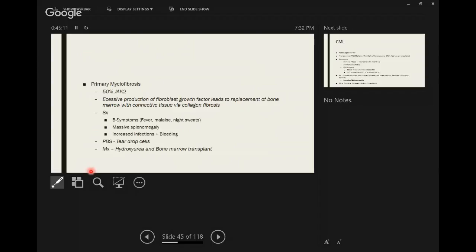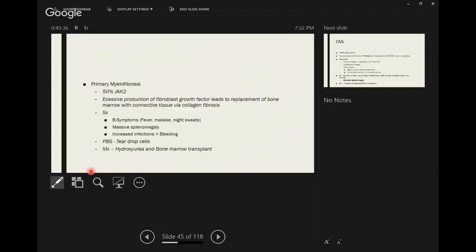You get your B symptoms, and they're referred to a lot in hematology. Your B symptoms are fever, malaise, and night sweats. They're classically associated with Hodgkin's lymphoma, but they appear in a lot of other things. You also get massive splenomegaly and increased infections and bleeding because of decreased white blood cells and decreased platelets. On your peripheral blood smear, you see teardrop cells, and you can manage with hydroxyurea early.